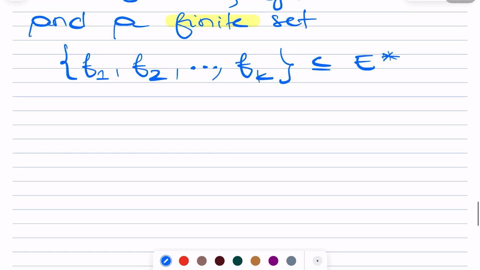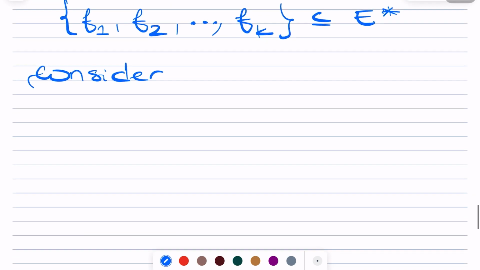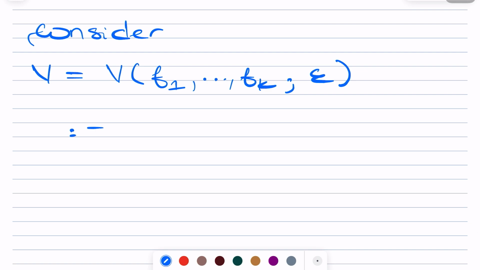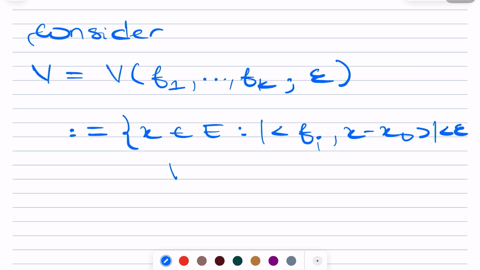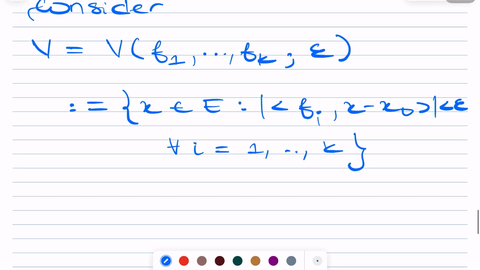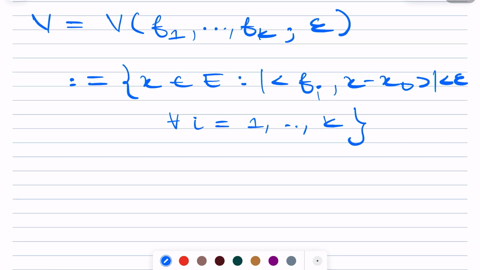Now consider the set V, right? That obviously depends on the finite family of linear bounded operators as well as epsilon. So this is defined to be the set of x in E such that the absolute value of the duality pairing of fi at x minus x0 is strictly less than epsilon, right, for every i moving from 1 to k. Okay, so then V is actually a neighborhood of x0 for the weak topology.